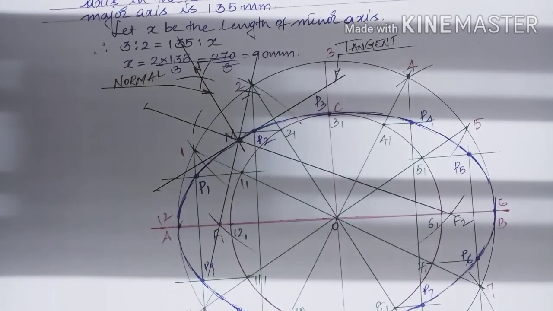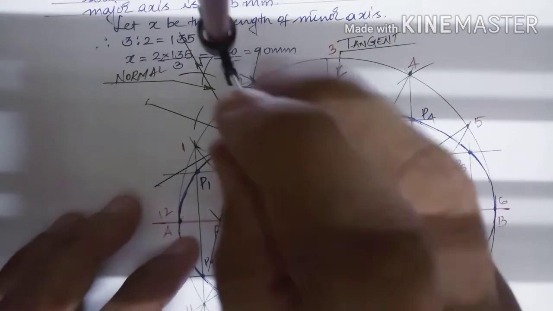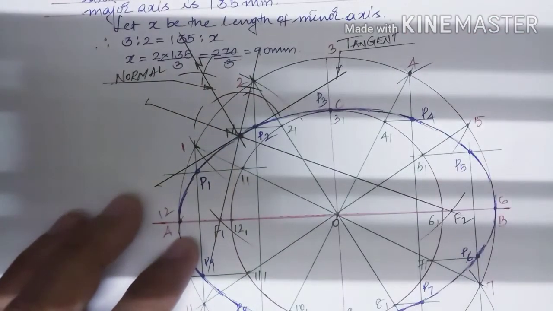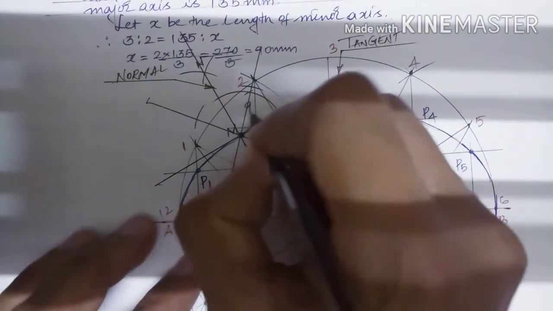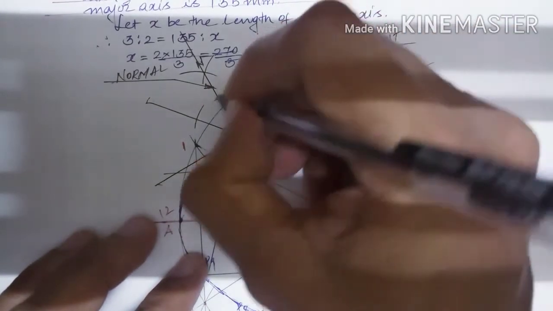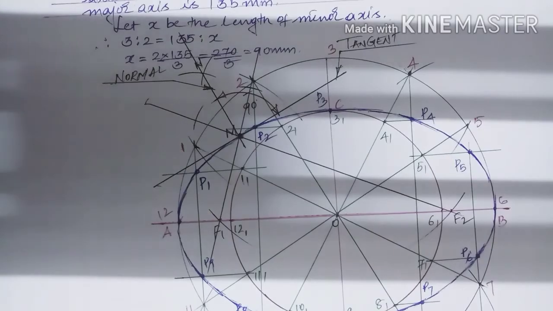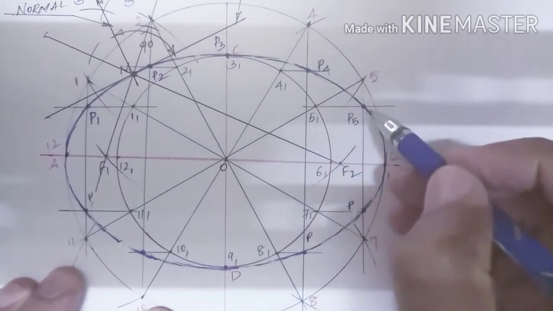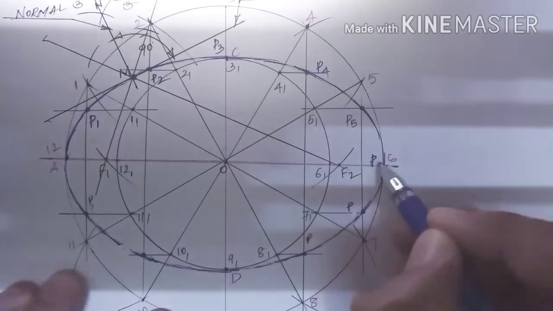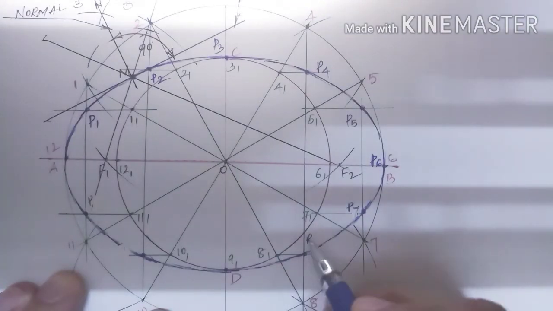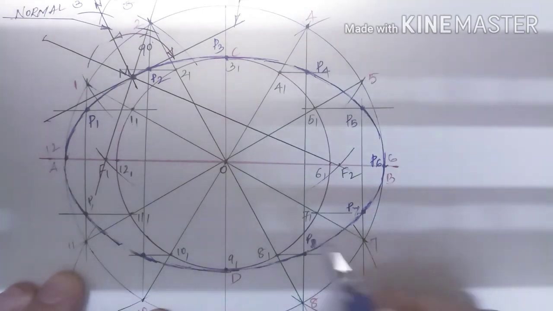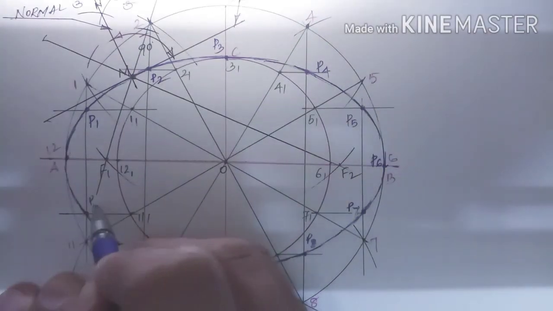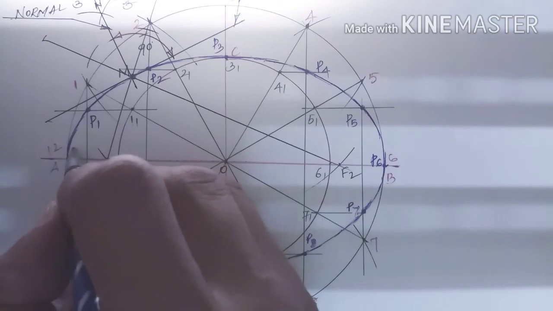This angle will be equal to 90 degrees. That will be marked as P1, P2, and this point is P3, P4, this is P5, this point is P6, and this is P7, and this is P8, and this is P9, P10, P11, and this point is P12.